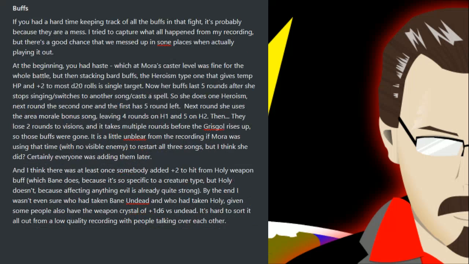It is a little unclear from the recording if Mora was using that time with no visible enemy to restart all 3 songs, but I think she did. Certainly everyone was adding them later on. And I think there was at least once somebody added +2 to hit from Holy weapon buff, which Bane does because it's so specific to a creature type, but Holy doesn't because affecting anything evil is already quite strong. By the end, I wasn't even sure who had taken Bane Undead and who had taken Holy, given some people also had the weapon crystal of +1d6 versus Undead. It's hard to sort it all out from a low-quality recording with people talking over each other.